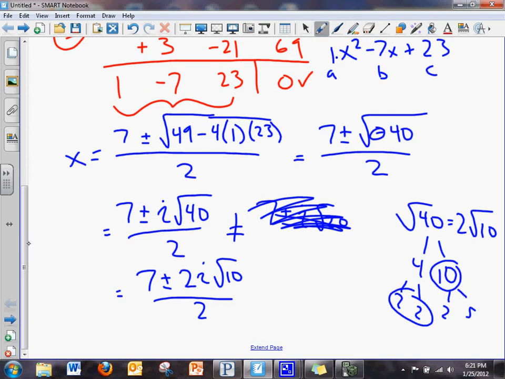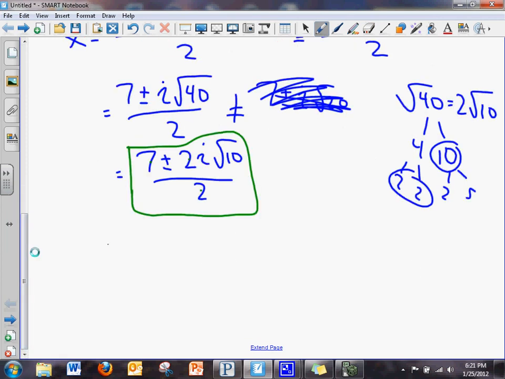I cannot simplify further, that's fine, because the 7, the 2, and the 2 do not have a common factor. So I'm cool with that. If I want to just list all my roots, I would say x equals 3 is a root, and x equals 7 plus or minus 2i times the square root of 10 over 2. It's an ugly, complex number. It has an imaginary part. There you go. Let me know if you guys have questions on that.